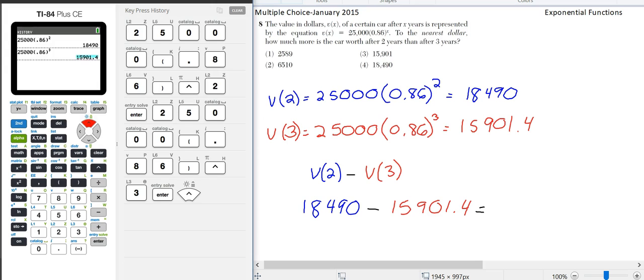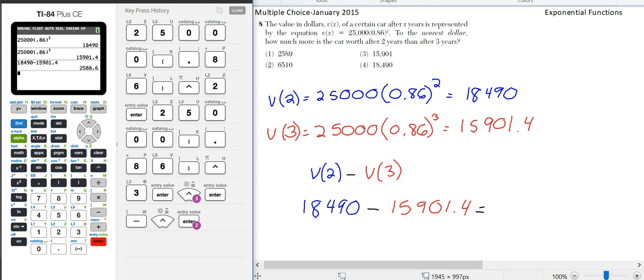That is equal to, let's do it on the calculator. Instead of retyping the numbers, we could scroll up until we are highlighted over 18,490 and press enter to copy it to the next blank line. We could type a minus sign, highlight 15,901.4, press enter to copy it down next to there, and press enter.